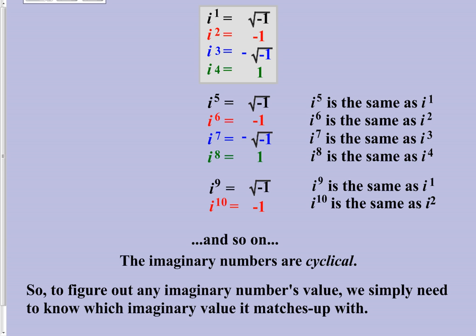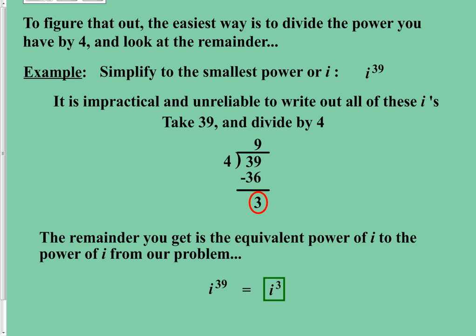So I to the 5th is the same as I to the 1st. I to the 6th is the same as I squared. I to the 7th is the same as I cubed, and so on. It repeats in a cycle of 4. So if you remember the first 4 values, I to the 1st, I squared, I cubed and I to the fourth, then you have all of the values for I to any power that ever happens to roll around.